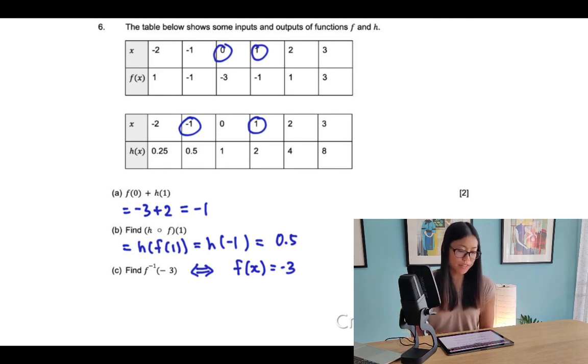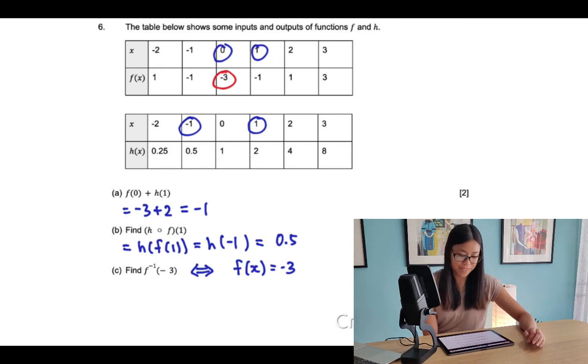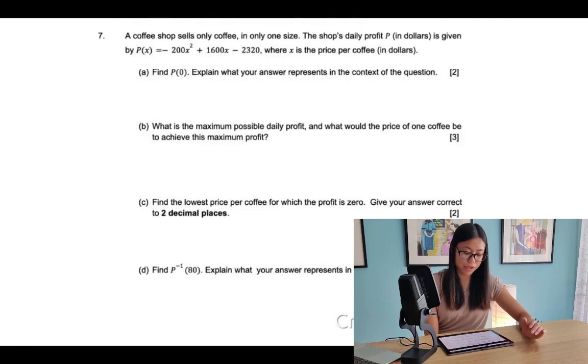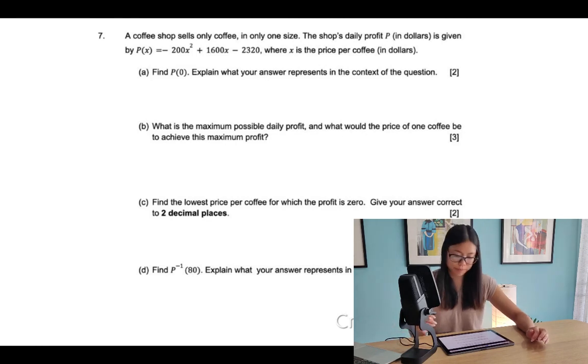Question 7. A coffee shop sells only coffee and in only one size. The shop's daily profit P in dollars is given by P of x is equal to negative 200x squared plus 1,600x minus 2,320, where x is the price per coffee in dollars.